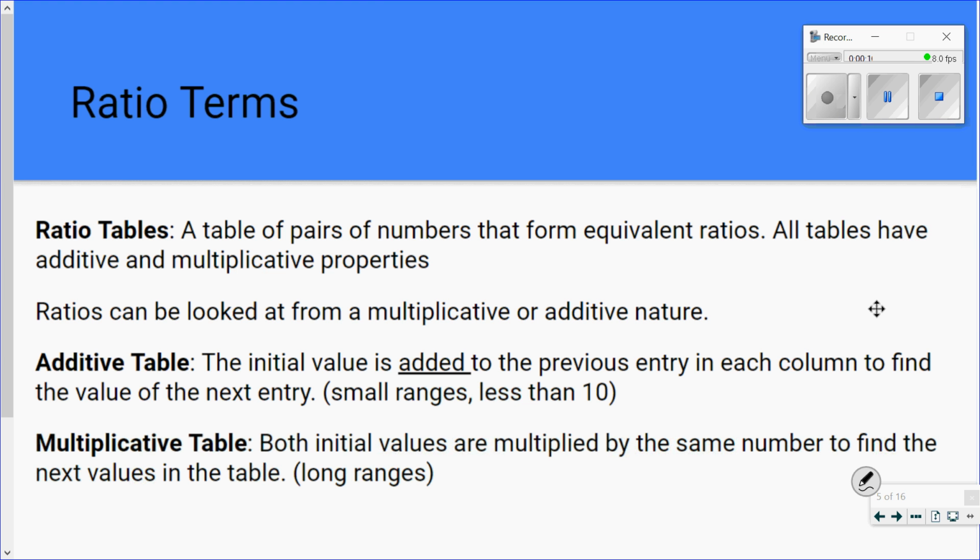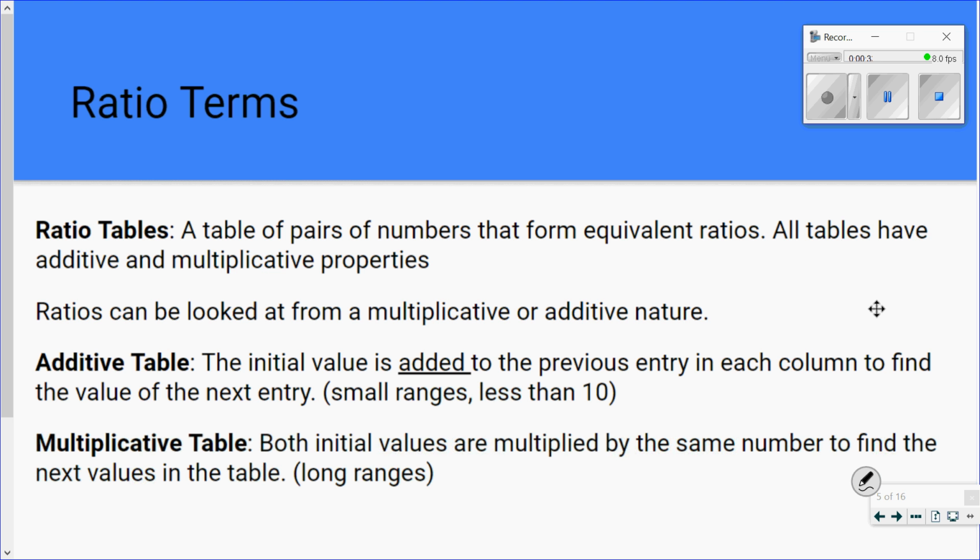Okay, so your ratio of terms. Ratio tables: it's a table of pairs of numbers that form equivalent ratios. All tables have an additive and multiplicative property. So what this is saying is you can find the numbers by either multiplying or adding. Ratios can be looked at from a multiplicative or additive nature.